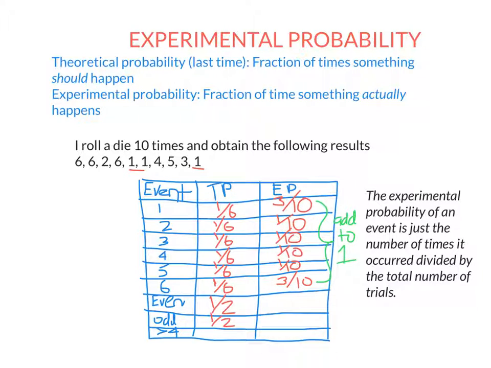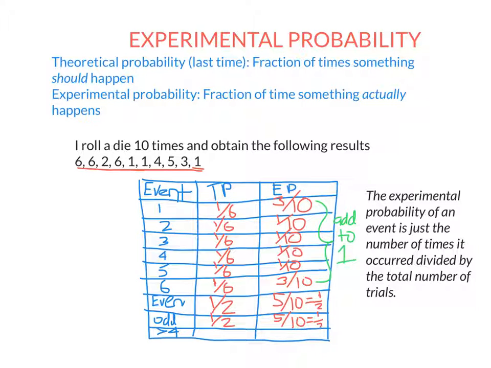Because in my rolling the die 10 times, I got an even number 5 times. I got 6, 6, 2, 6, that's 4. And then I got a 4, which is the 5th time. So there were 5 times that I rolled an even number out of 10. And of course, that is equal to a half. Okay, and similarly, for an odd number, it was 5 out of 10 or a half.